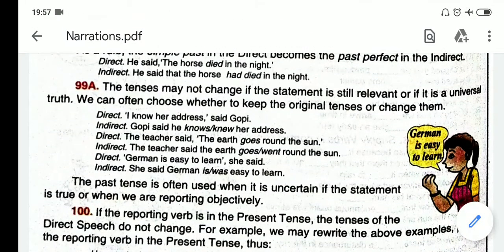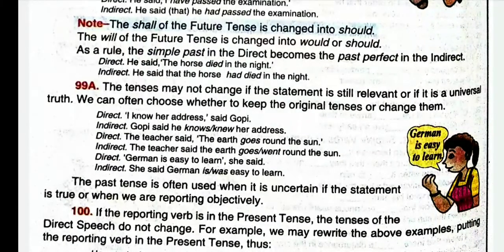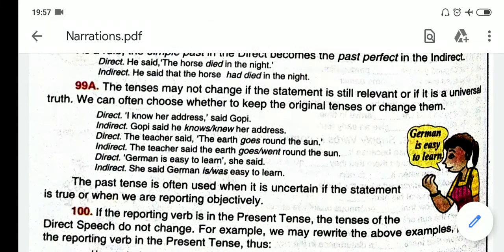Number 9A. The tenses may not change if the statement is still relevant or if it is universal truth. कुछ universal truth होते हैं. For example, he said, the sun rises in the east. He said, honesty is the best policy. In this case, when you change it into indirect speech, you will not say he said that the sun rose in the east. Past में नहीं जाएगा, because that still stands true in the present situation as well. Honesty is the best policy. You cannot say honesty was the best policy. You will not change the tense for the universal truths or something that is still relevant.